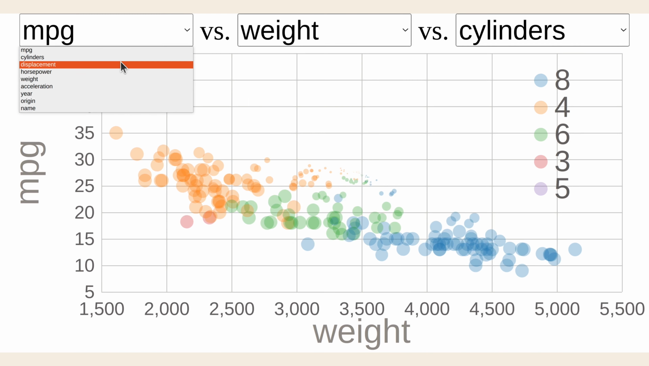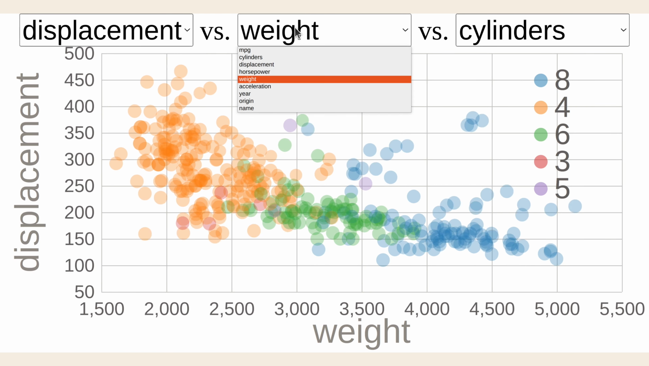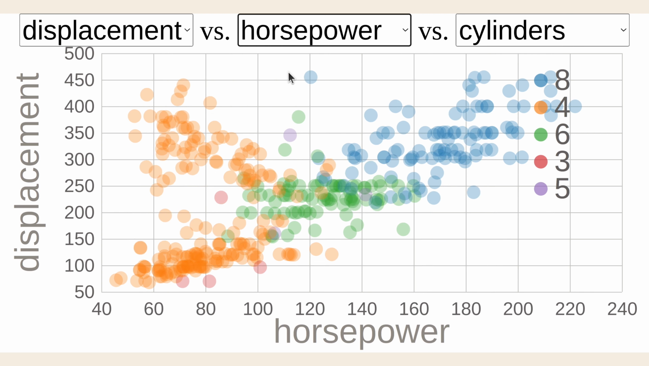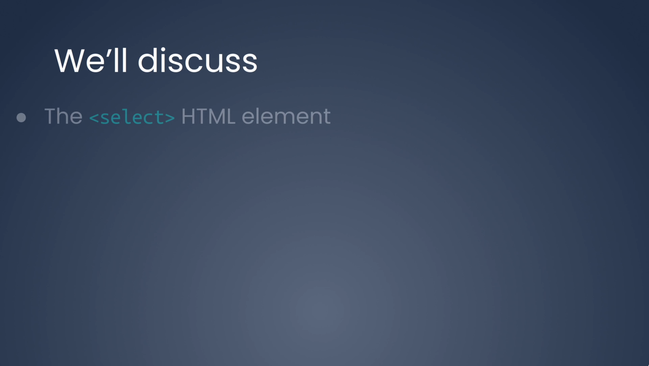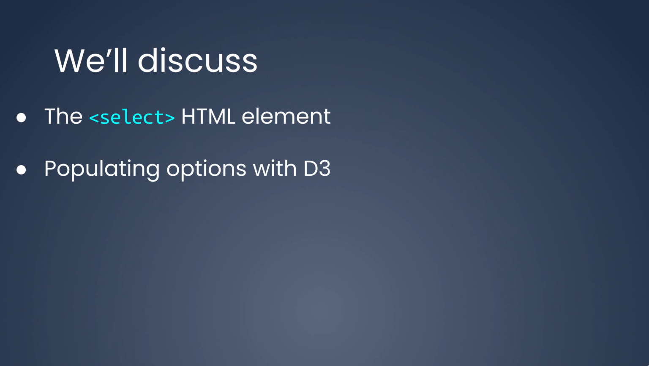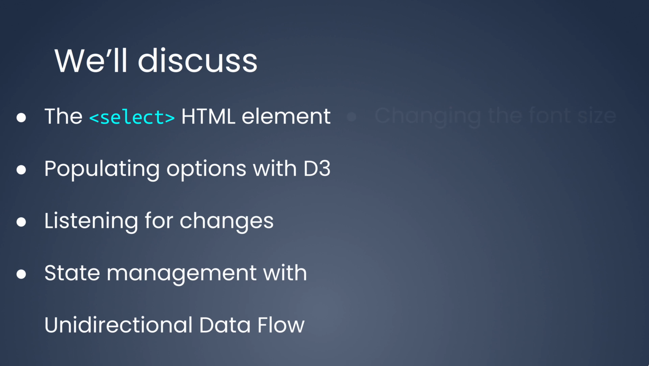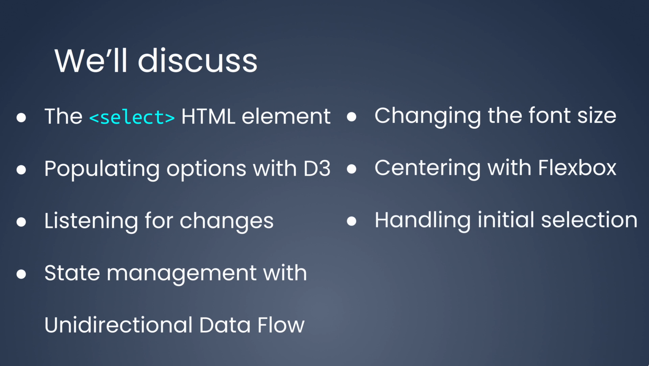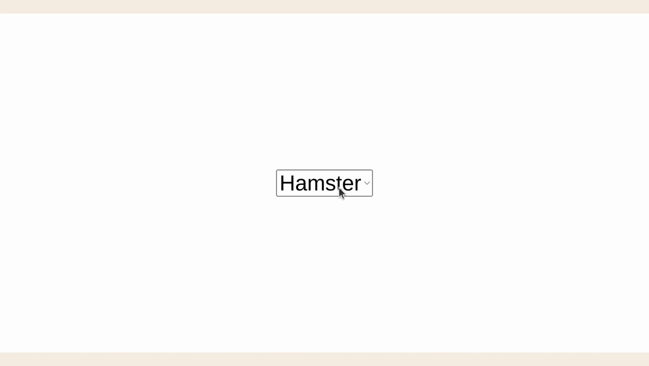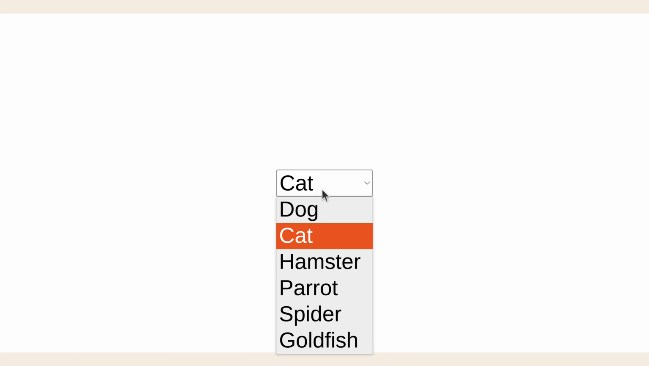In data visualization, there are many opportunities to add interaction in the form of selecting one thing from a list, and that can be done using a menu. We'll discuss the Select HTML element, populating its options with D3, listening for changes, state management with Unidirectional Data Flow, changing the font size, centering with Flexbox, and handling the initial selection. This is the example that we're going to create.